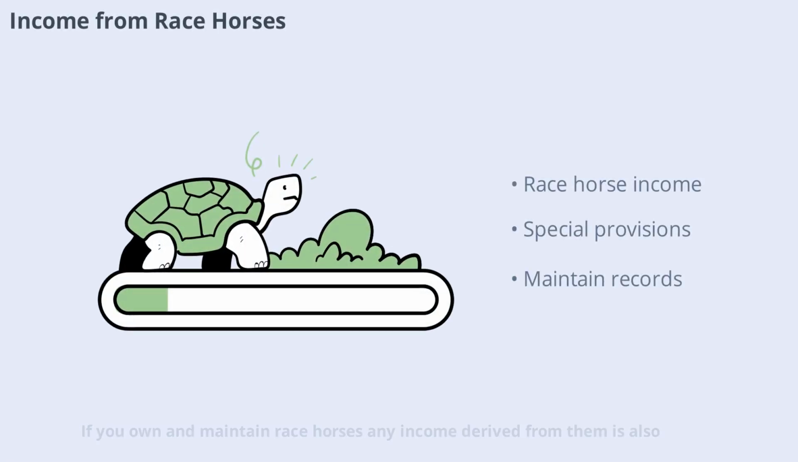If you own and maintain racehorses, any income derived from them is also taxed under the head Income from Other Sources. This includes winnings from races or any related activities. The tax treatment here is unique, and specific provisions apply to ensure proper reporting and taxation. If you're involved in such activities, it's important to maintain clear records and understand the applicable rules.